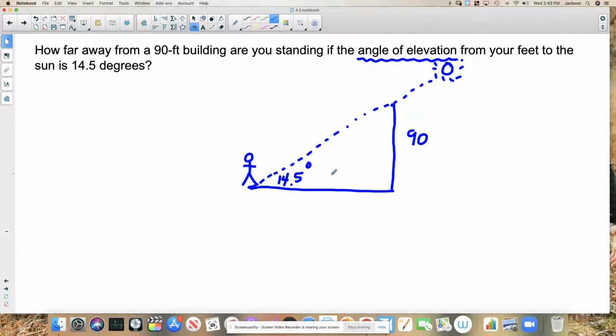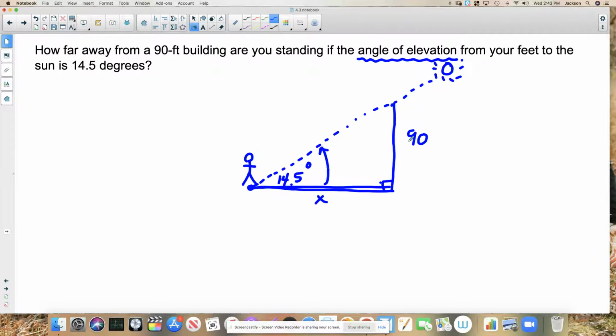And they want to know how far away from the building you are standing. That would be this value x. So again, we can assume you're on flat ground. We can assume the building is perpendicular to the ground. So we have a right triangle. The angle of elevation has to be measured from a horizontal plane swinging up, right? And we use the word swinging, kind of like a door. So this invisible line represents the sun rays that are coming through here, always meeting on the ground at your feet.